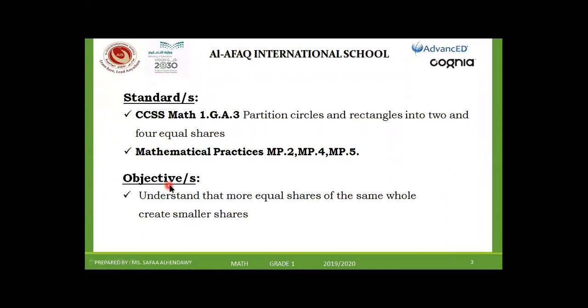Standards and objectives. Common Core standards for math 1.G.A.3: partition circles and rectangles into 2 and 4 equal shares. Our objective, what is the meaning of objective? By the end of this lesson, we will understand that more equal shares of the same whole create smaller shares, okay?